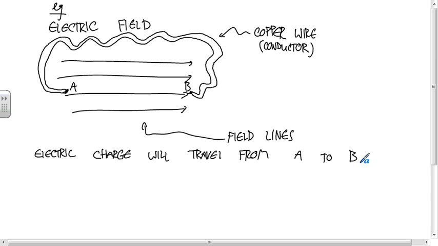Another way of saying that same thing is there's a high electric potential here, a low electric potential here. Charges want to travel from high electric potential to low electric potential, and so that potential difference, or that voltage, is going to make charges travel from here to there. So that's what makes electric current flow. That's what makes charges move.